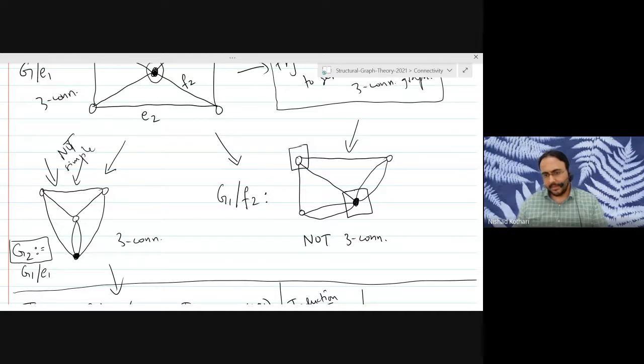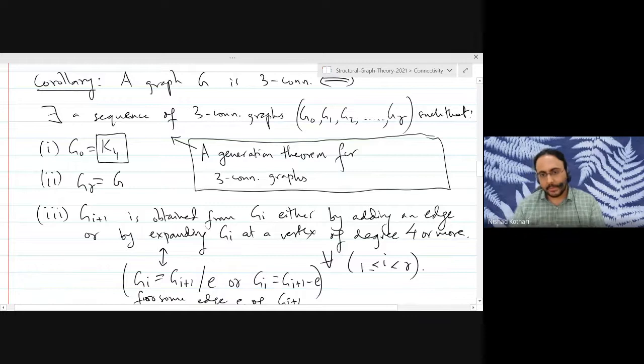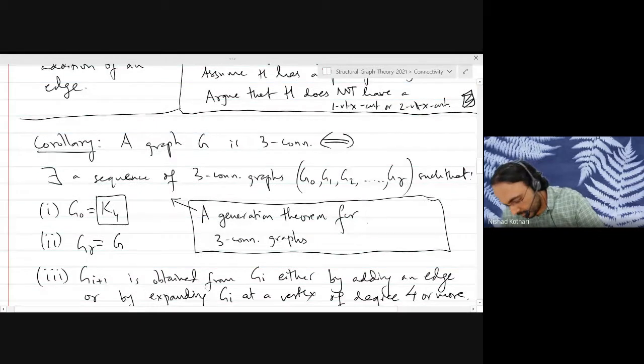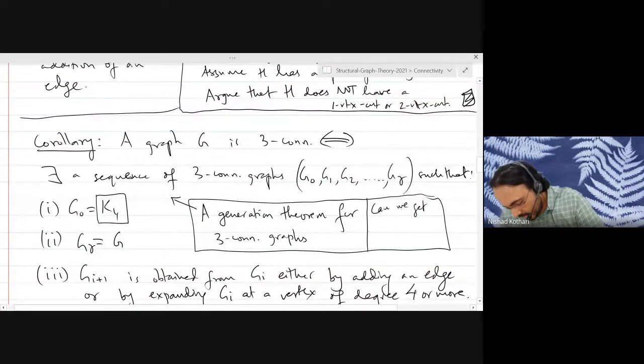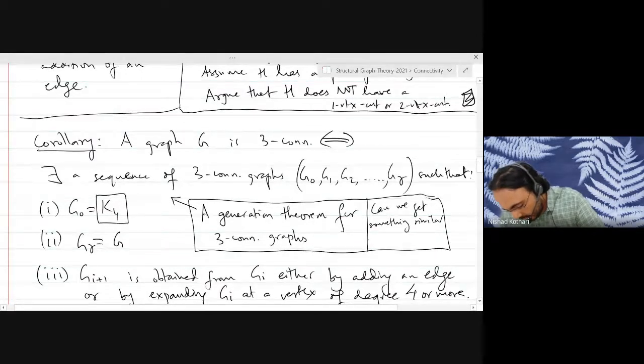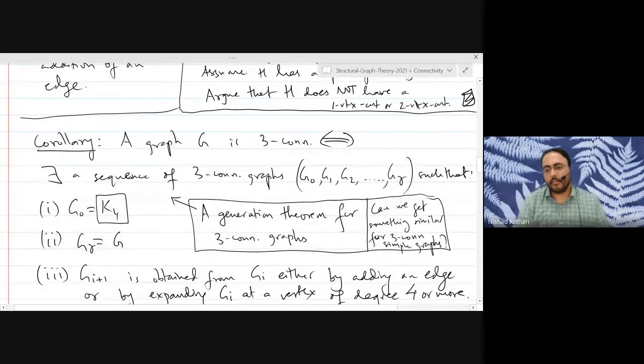So for this reason, it's natural to ask, can we get a similar theorem, but instead of 3 connected graphs, we have only simple 3 connected graphs? Can we get something similar for 3 connected simple graphs? The answer to that question is, yeah, go ahead.